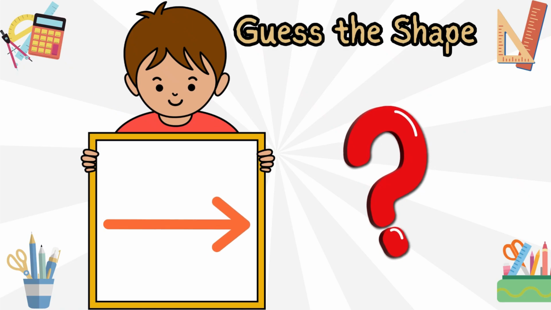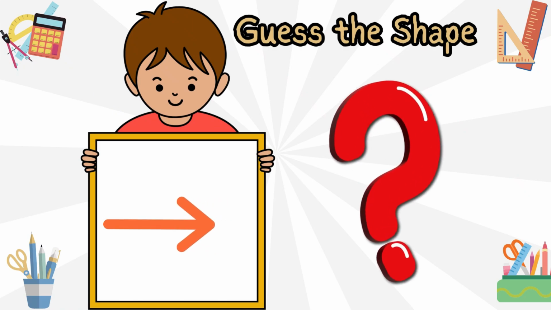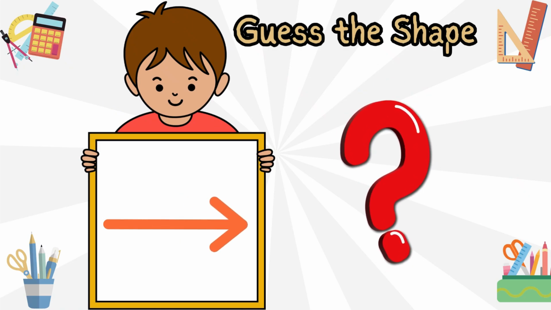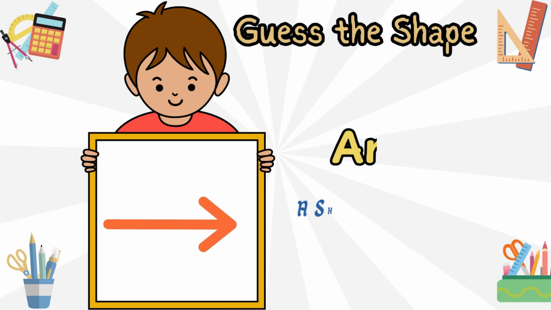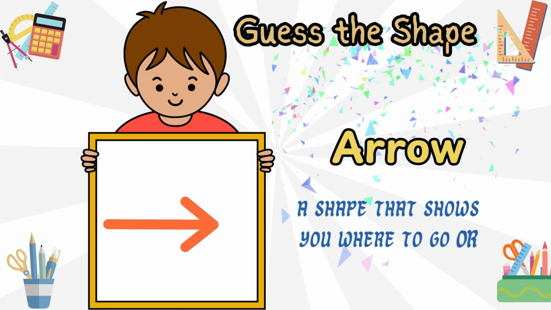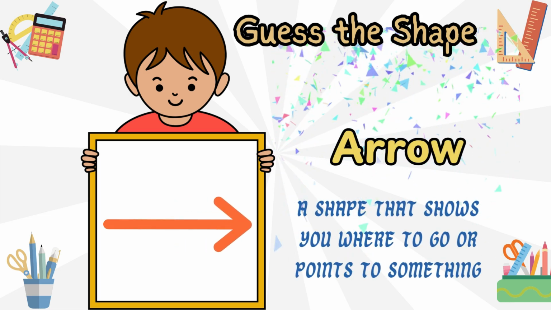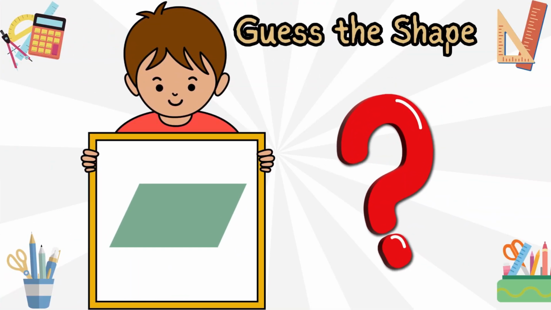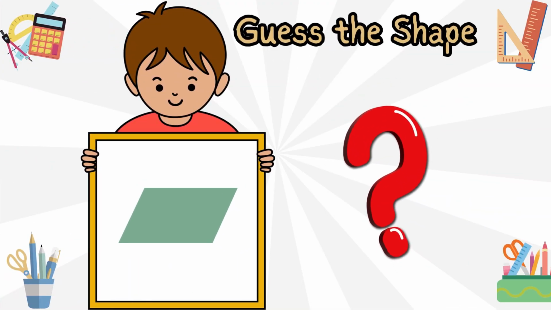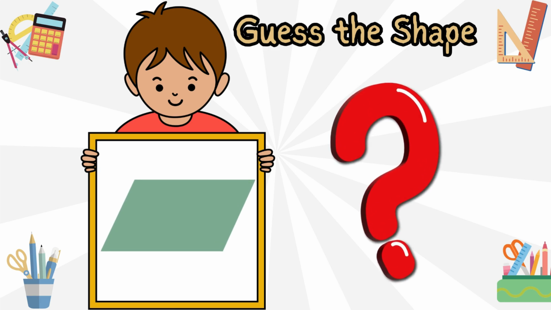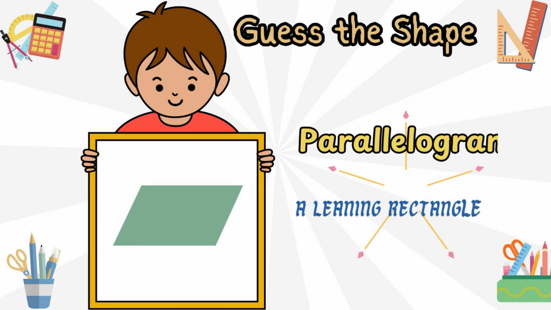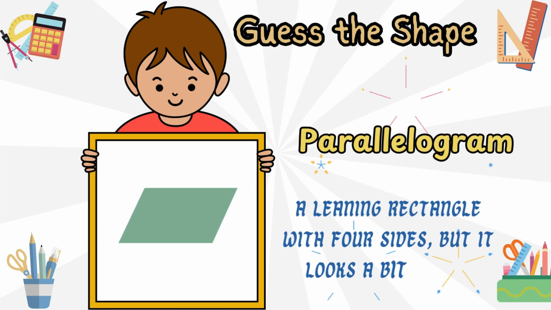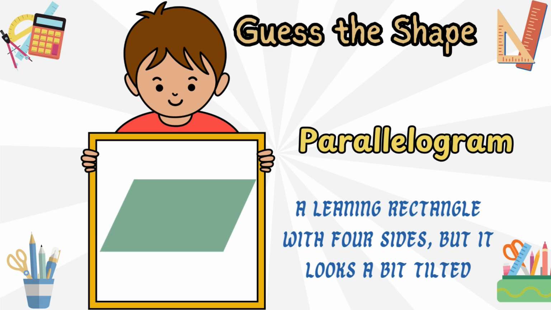What shape is this? Arrow. A shape that shows you where to go or points to something. What about this one? Parallelogram. A leaning rectangle with 4 sides, but it looks a bit tilted.